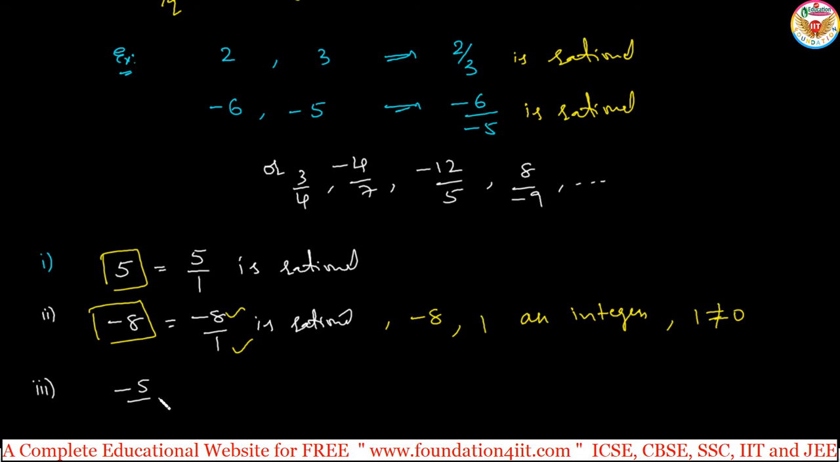Minus 5 by 3 is a rational number, but this is not an integer. And minus 4 by 7, or 6 by 5, any example. These are all rational numbers, but these are not integers. Obviously we can conclude one thing: every integer is a rational number and every rational number need not be an integer. Because, for example, 7 is an integer as well as a rational number. That means every integer is a rational number, right?